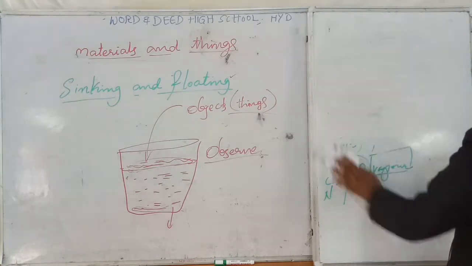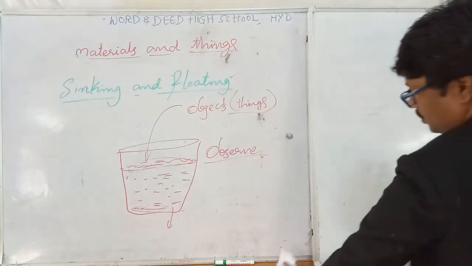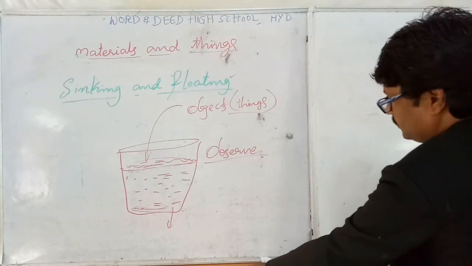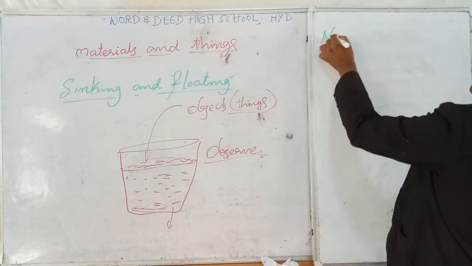Let me write the names of the objects on the board. You take some of the objects, names of some of the objects.